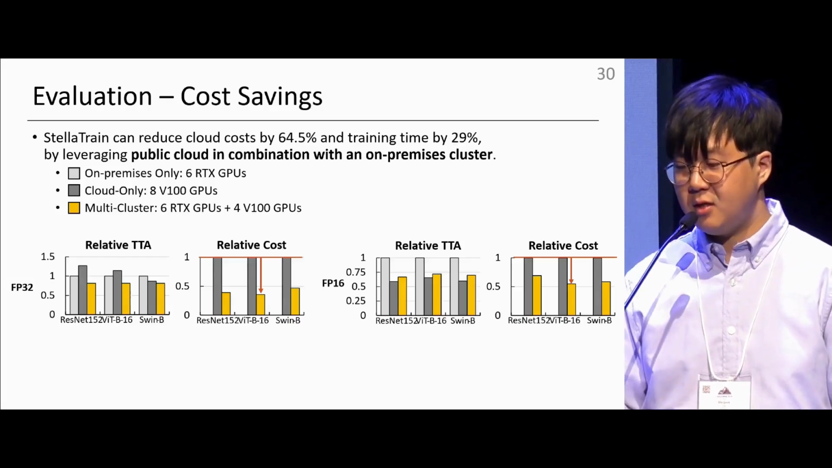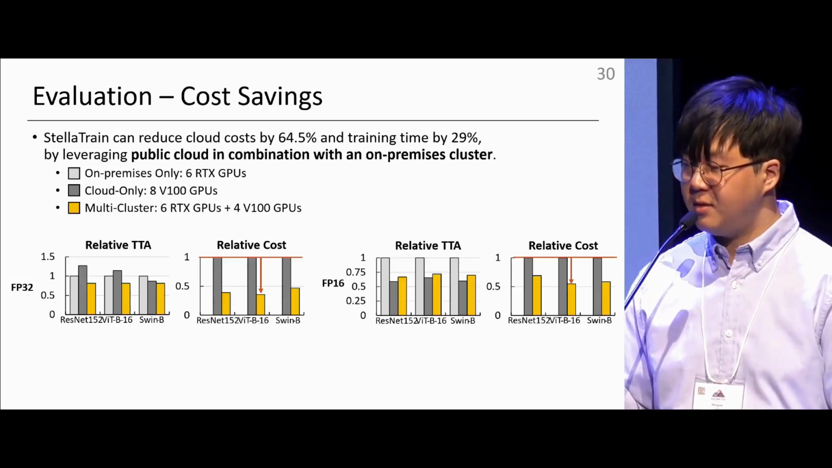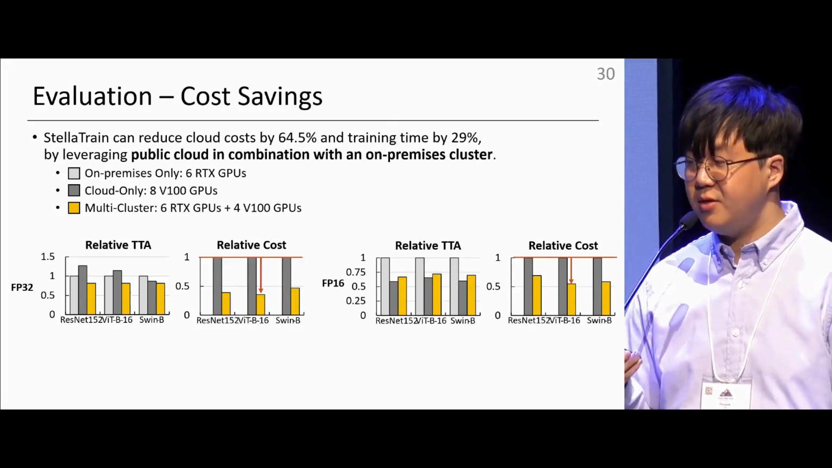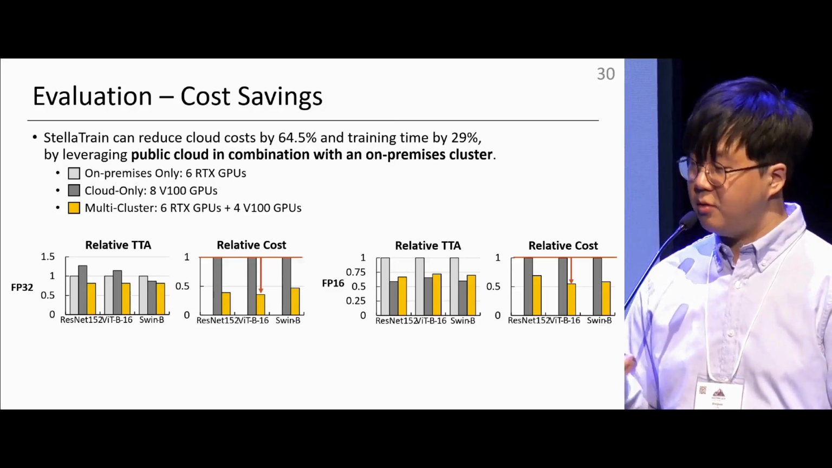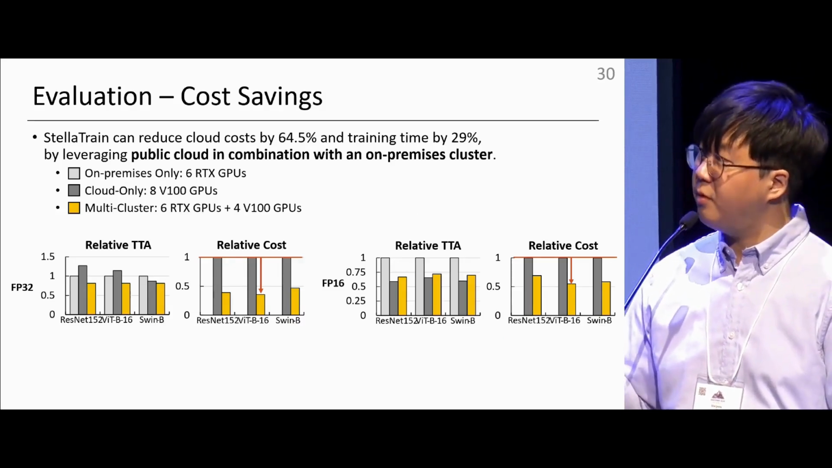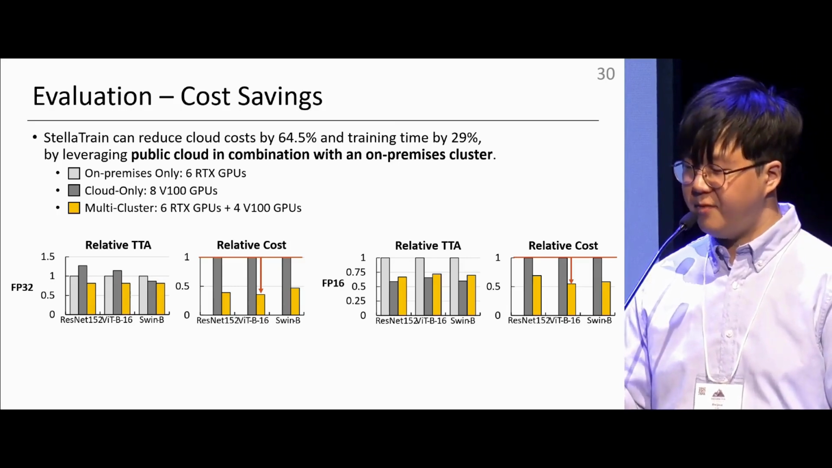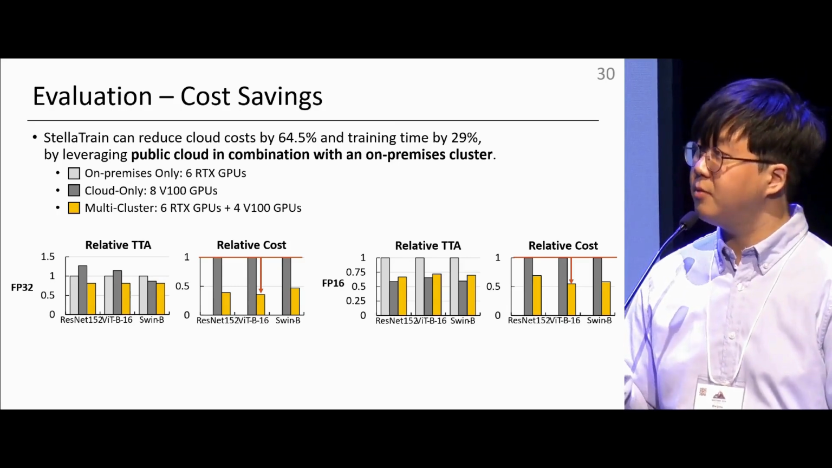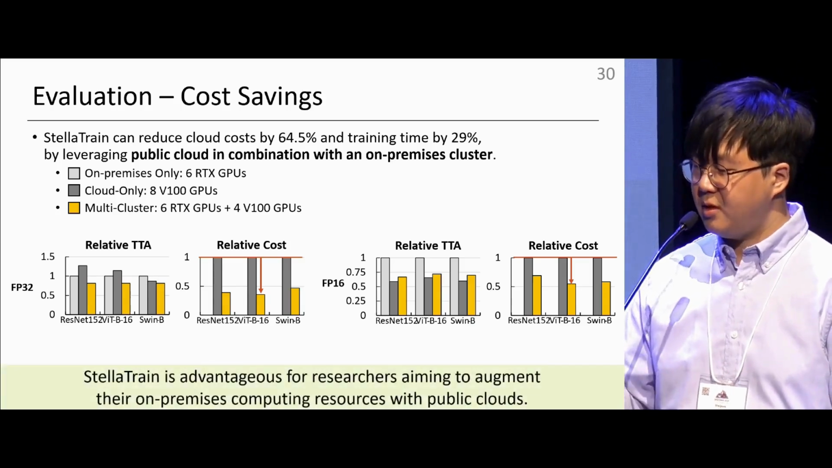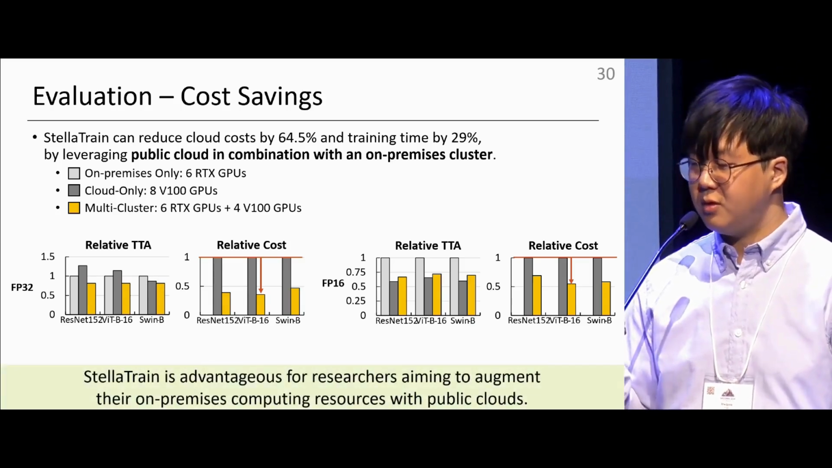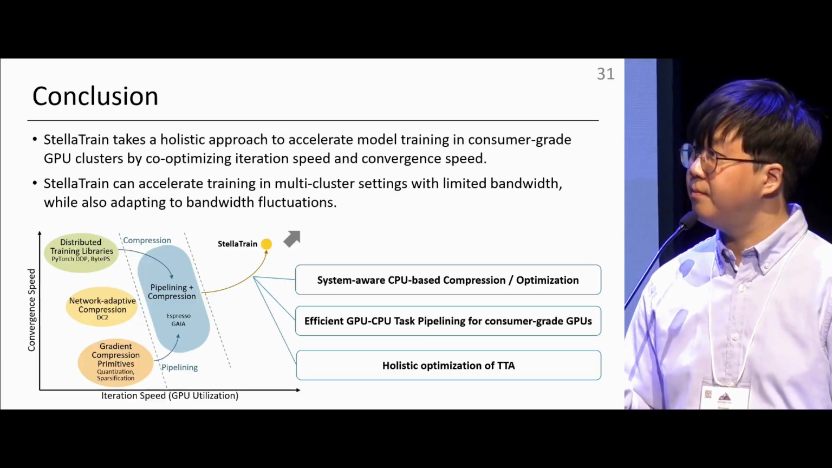And by leveraging a combination of public cloud and on-premises clusters, SAGCOMM can reduce cloud cost by 64%. Compared to using only 6 on-premise GPUs or only 8 cloud GPUs, it is much faster and cheaper to utilize both resources powered by SAGCOMM. This approach can be beneficial for researchers who want to augment computing resources with public cloud resources.